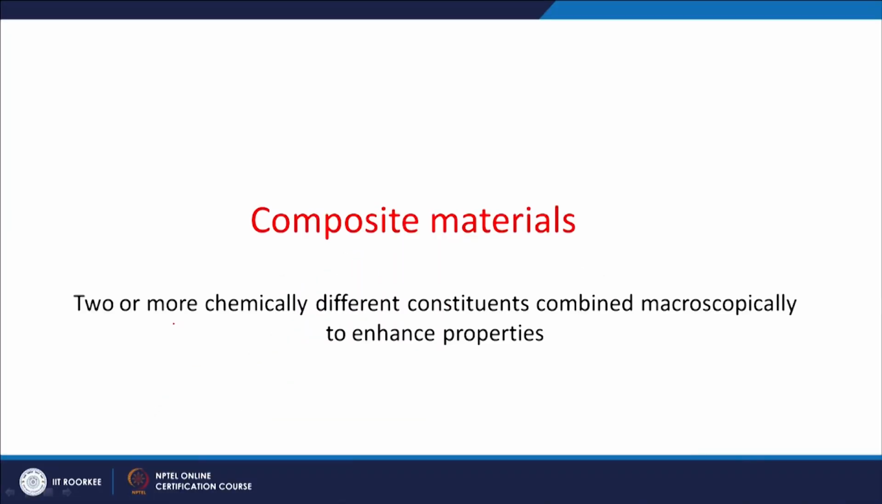In this, basically you have two or more chemically different constituents combined macroscopically to enhance properties. So, in this case we combine two different materials which are chemically very different from each other, and these are macroscopically combined in a way that you can easily see where one constituent is and where the other constituent is. In that sense, you cannot compare this with alloys where you have precipitates or maybe some other phase. Those are at the microscopic level, where you have in situ reactions to make those alloys.